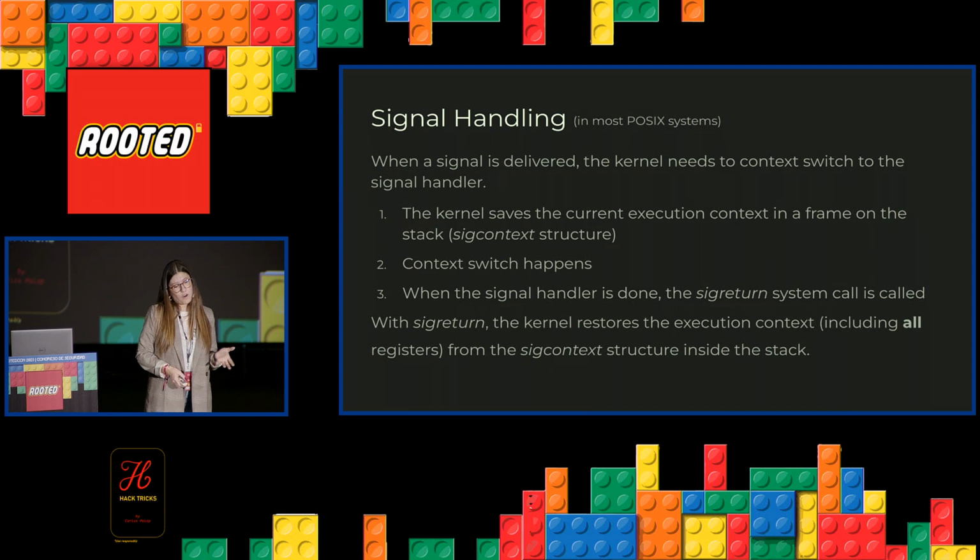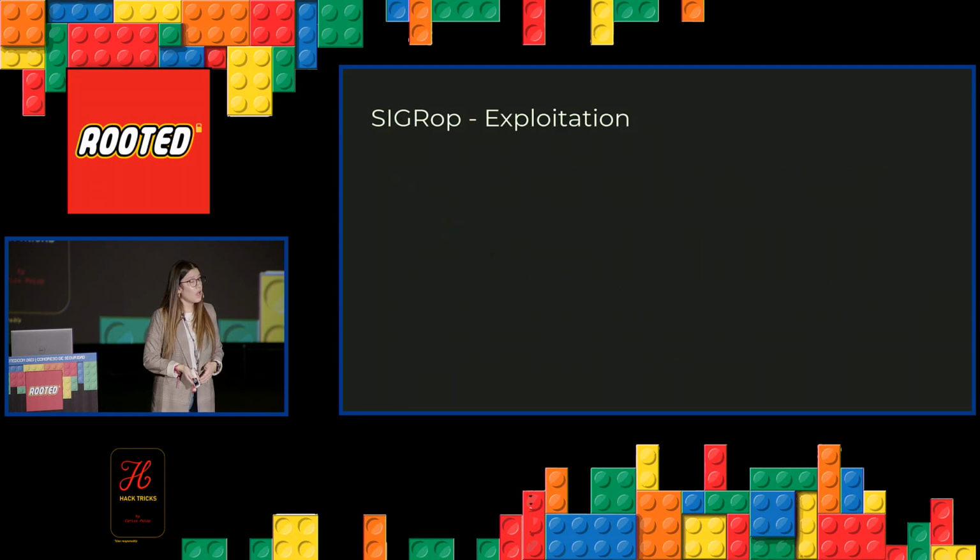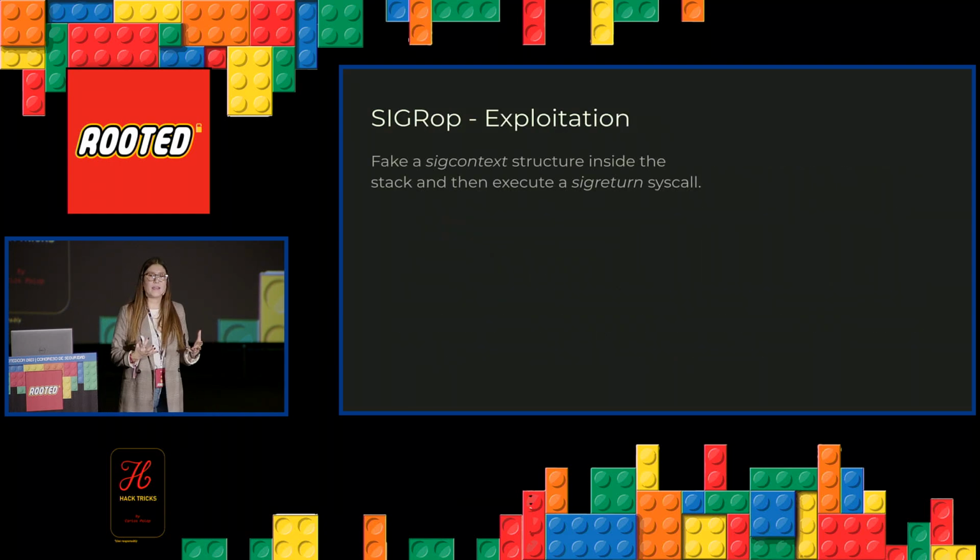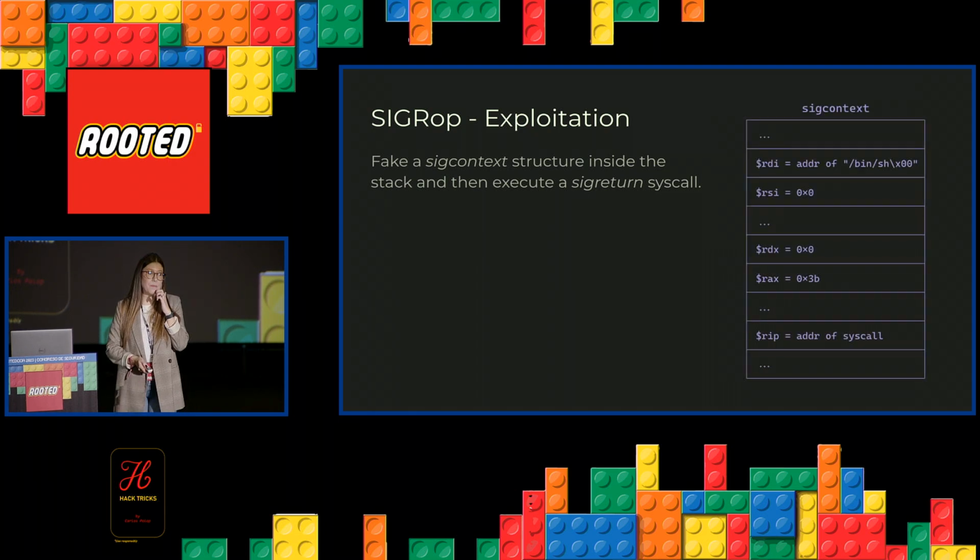Why is this interesting for us? Because basically the sigreturn syscall just takes values from the stack and restores the execution context. But when we say execution context, we also mean the entire set of registers. And the entire set of registers will be taken from the stack and restored. So since we are talking about a scenario where we can control the stack, what can happen if we can execute that syscall and we can also control the stack? What we do is that we can fake a sigcontext structure inside the stack and then call the sigreturn syscall.